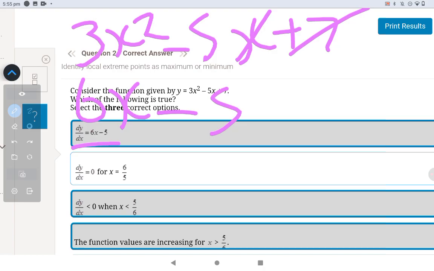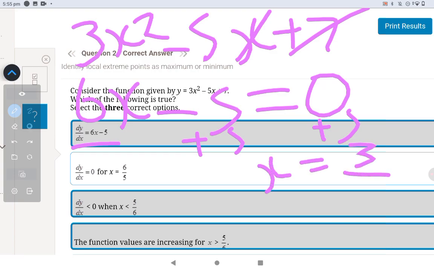Now let's find what x is equal to to make this 0. So x here, when we take it to the other side, is going to be x is equal to 5 over 6. Okay, x is equal to 5 over 6. So this option is wrong because it said that x is equal to 0 when x is equal to 6 over 5. No, it's 5 over 6.